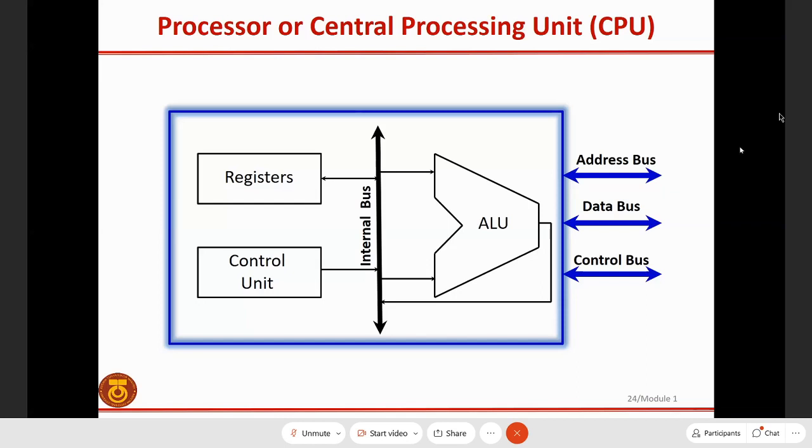There are many other responses here. Let me read. Data bus is where data travels between CPU and memory. Address bus is where the CPU selects data from memory using a specific address. Almost there.